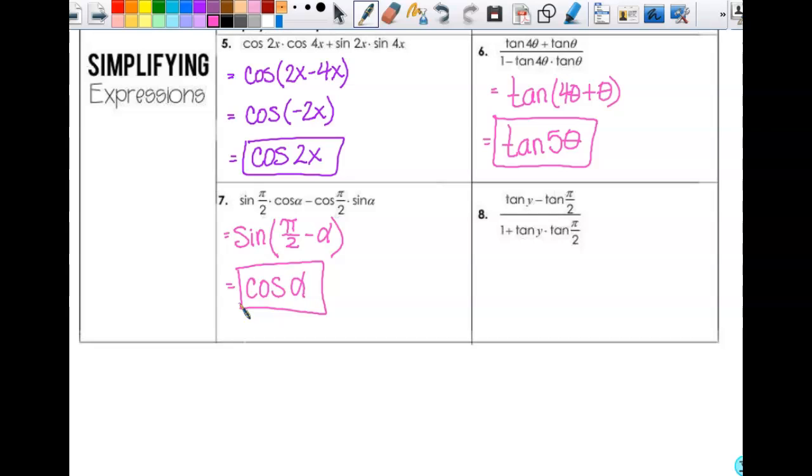Easy enough? We good? You're confused with this one. Tell me why. Where did I confuse you? Because on your chart, I didn't make it up and it's not magic, if you find sine of pi halves minus alpha on your cofunction identities, does that make sense? Yes?